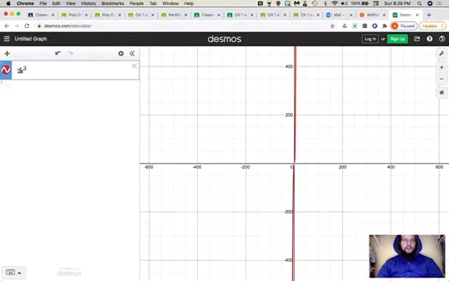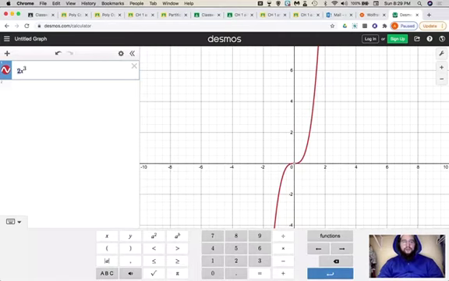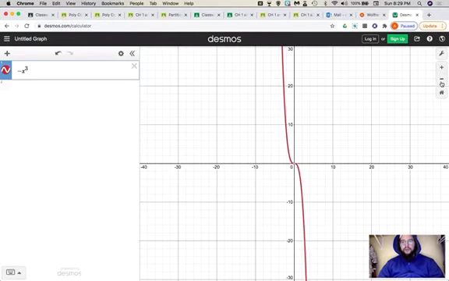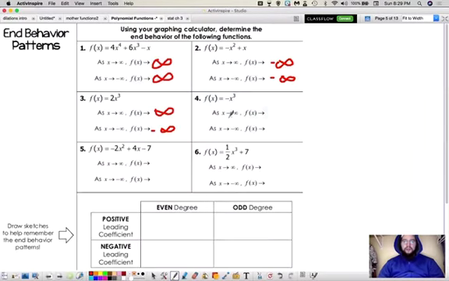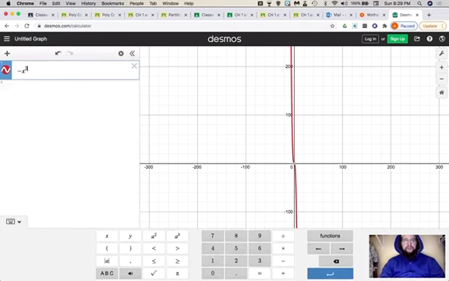Negative x cubed is next on the list. Oh, that one looks backwards. Yep, I think it's backwards. As x goes to infinity, we're going down, negative infinity. As x goes to negative infinity, we're going up, positive infinity. Negative 2x squared plus 4x minus 7. That was a lot.